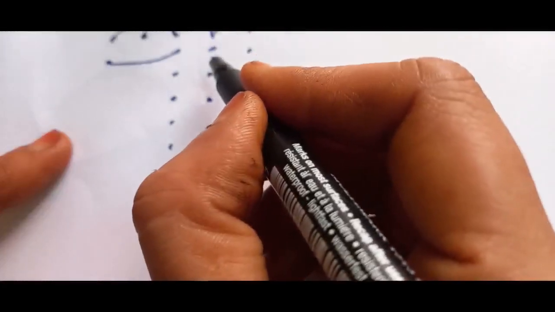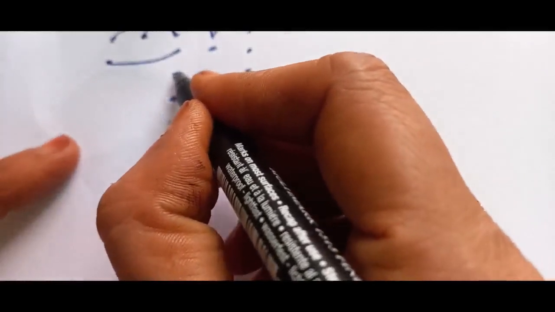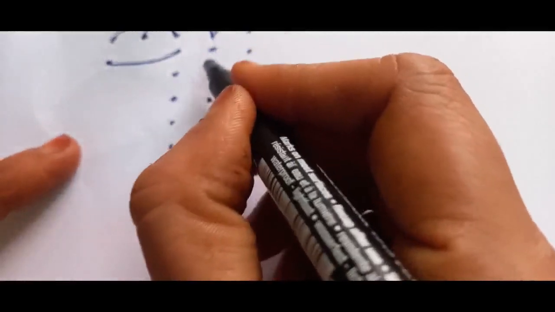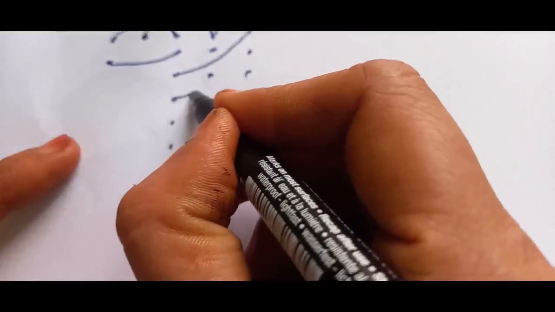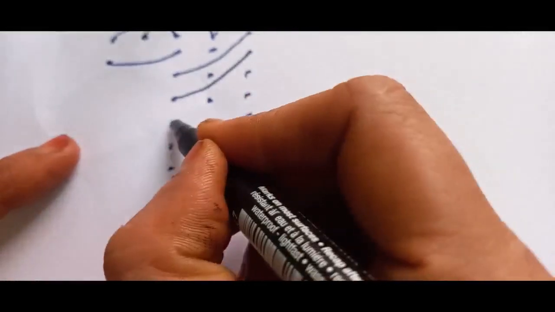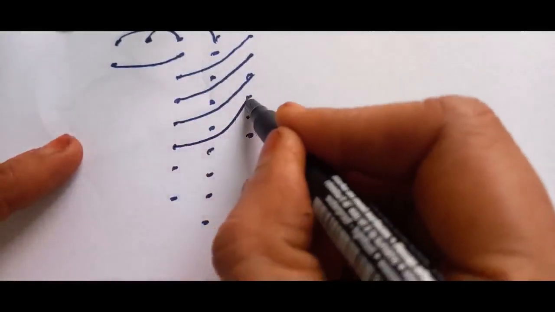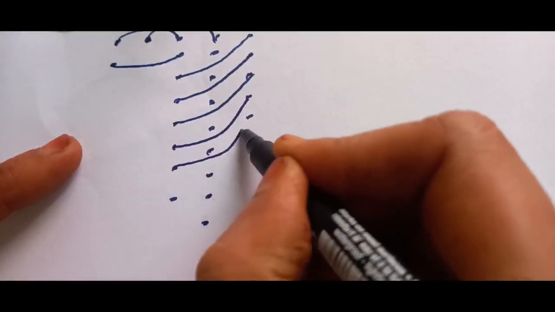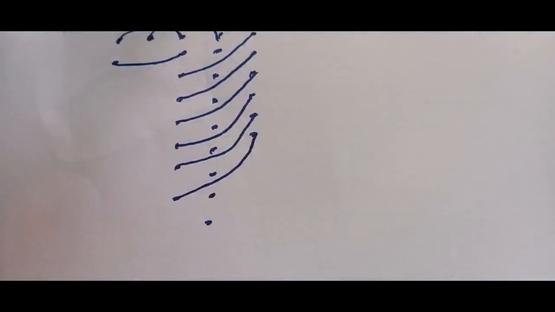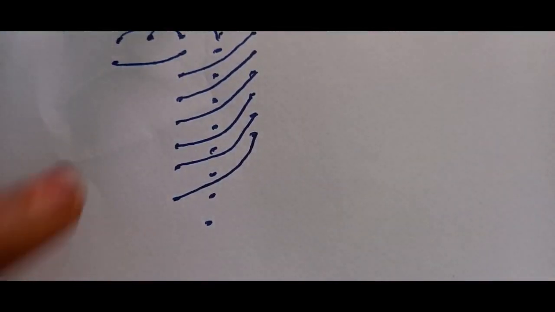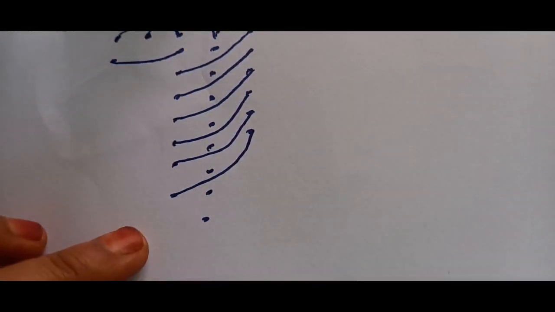Go to the third column. So in the third column, we need to skip the next column, no? 1 and 1 like this. 1 and 1. 1, 0, 1. 1, 0, 1. Next 1, 0, 1. So the third column also completed.